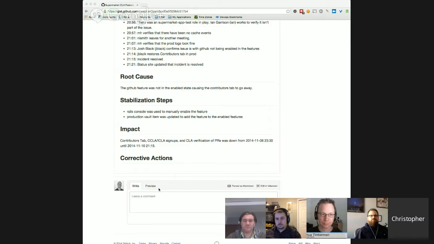In fact, that should go on the corrective actions. I'm just going to do it right now. Keep talking. Thank you very much. Okay. So the root cause, or contributing factors: the GitHub feature was not in the enabled state, causing the contributors tab to go away. The stabilization steps that were taken: the Rails console was used to manually enable the feature.